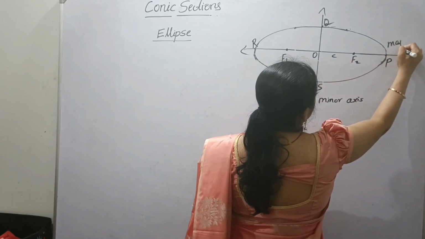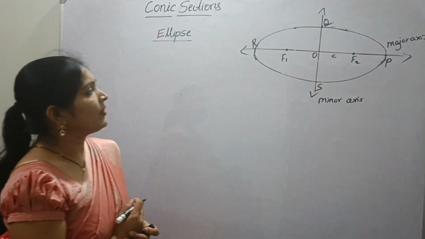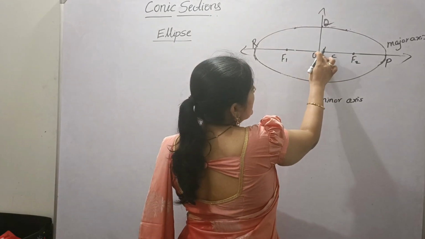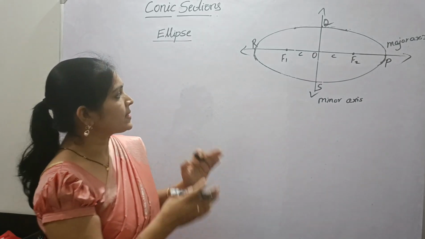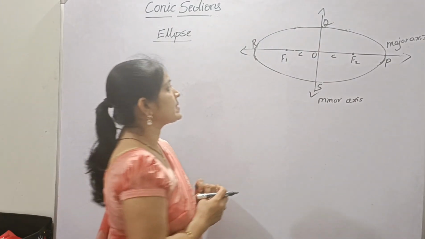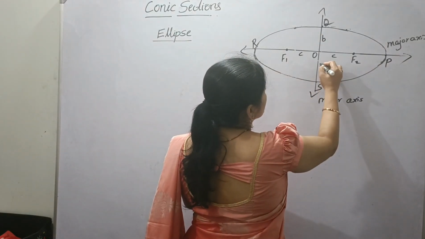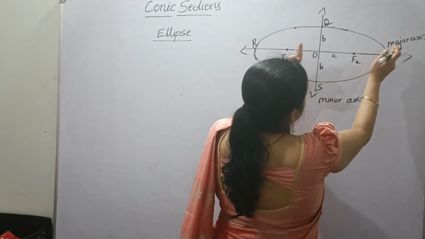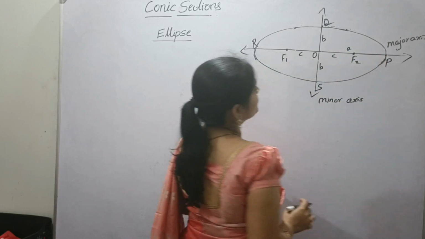And one more thing, see, this axis is called the major axis and this axis is called the minor axis. Now here we will take 2 points, the distance from the center, that is C. That is, center to F1 and center to F2, the distance is C, and this distance be B, and from the center to this end point, that is A.